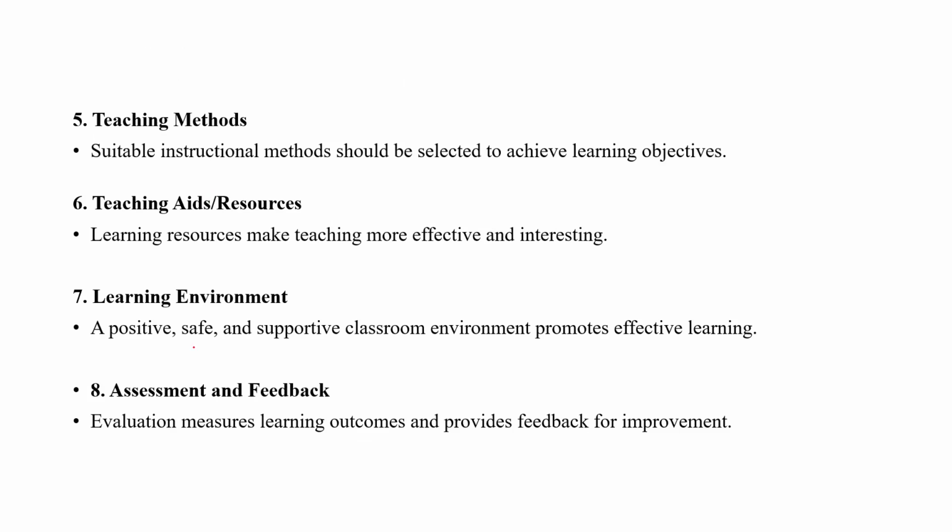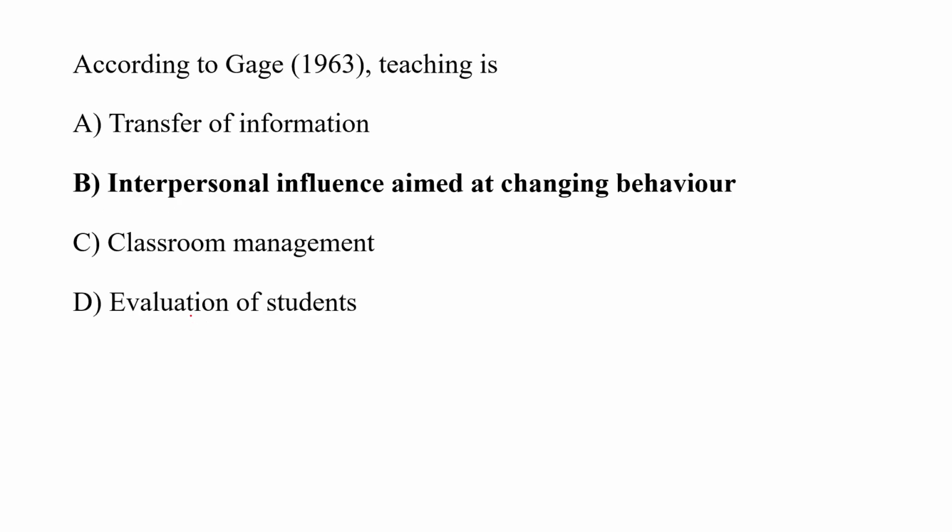What is a learning environment? A positive, safe, and supportive classroom. We have to create this for students for effective learning, so the students feel comfortable asking questions without fear of criticism. And assessment and feedback, the last one: evaluation measures the learning outcomes and provides feedback for improvement. They can conduct quizzes, assignments, or oral questioning, and depending on that they will provide constructive feedback.